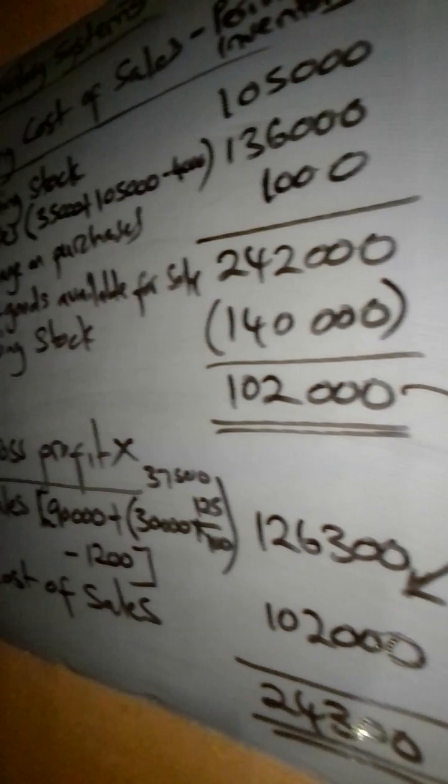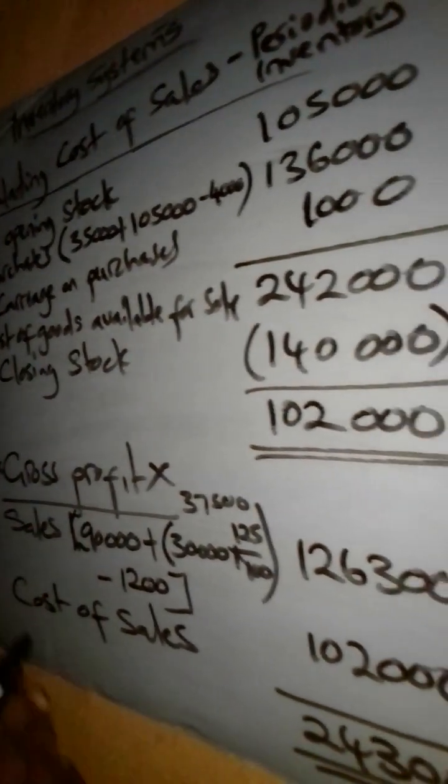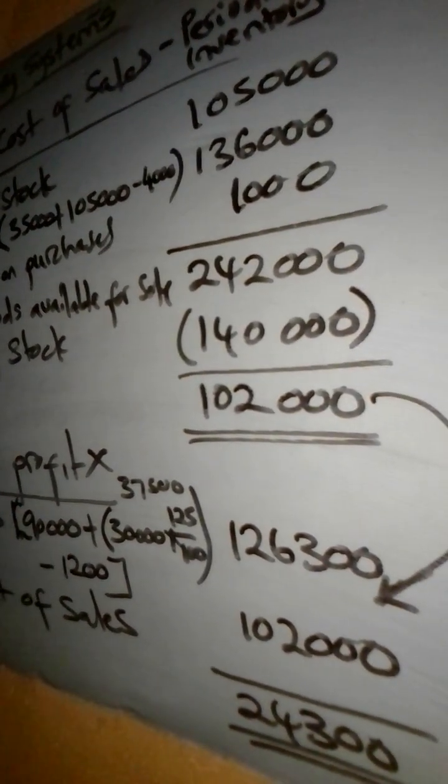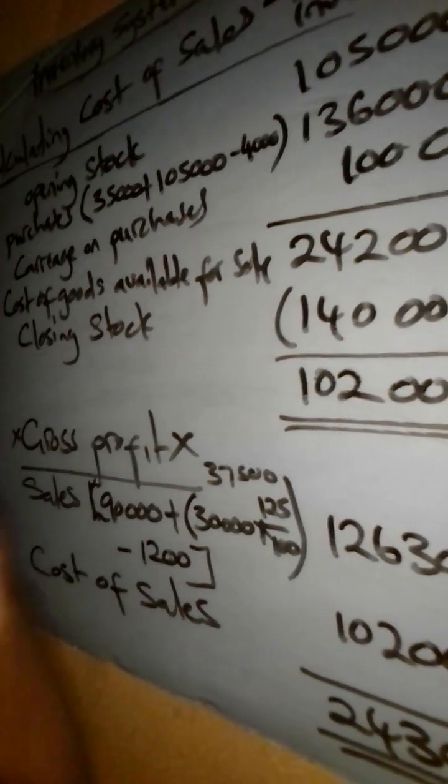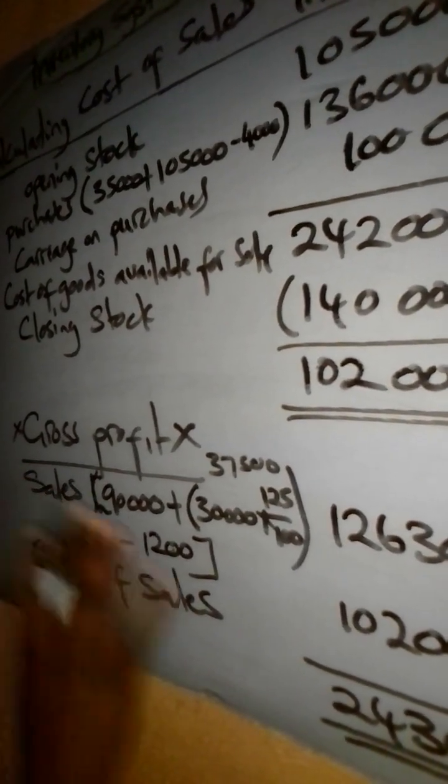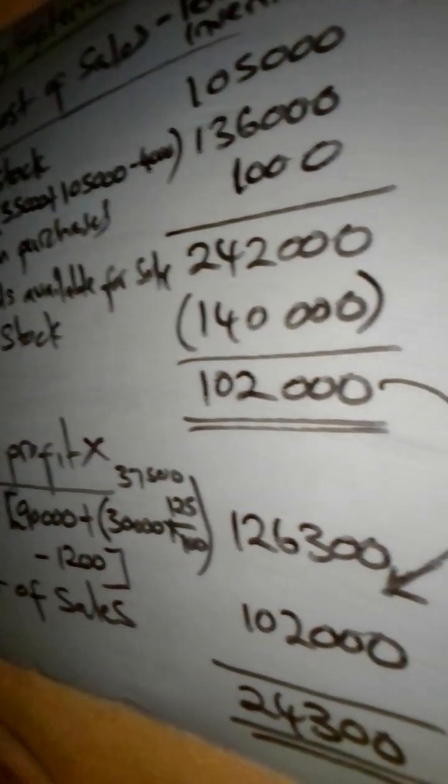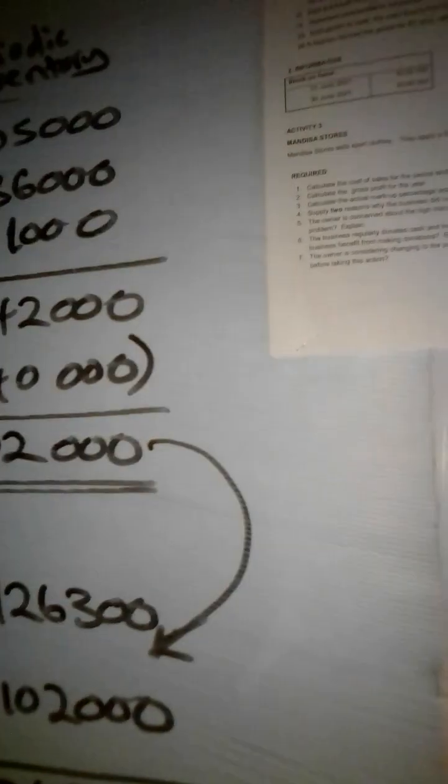That is all for this activity. I hope you are getting to understand how to calculate the cost of sales, and also you have managed to understand how we calculate gross profit for a business that uses the periodic inventory system.